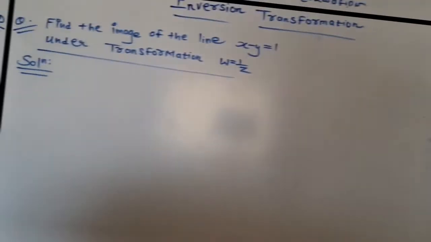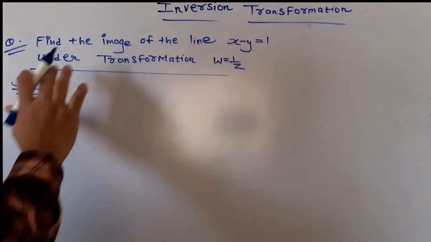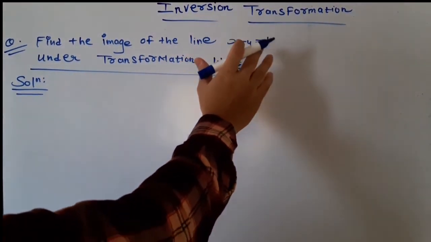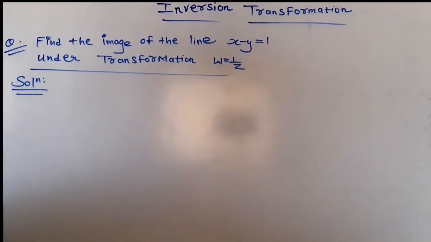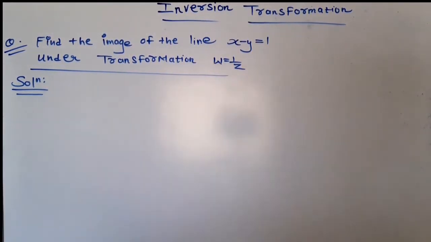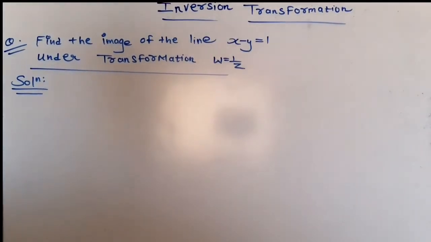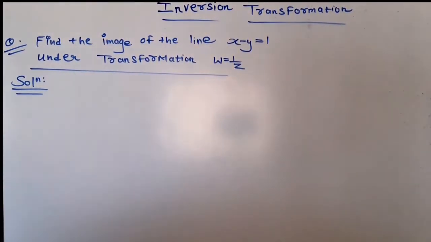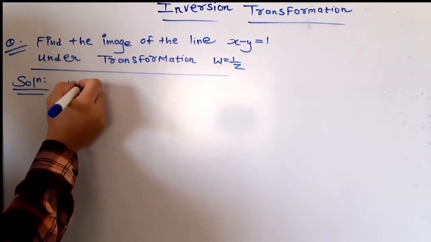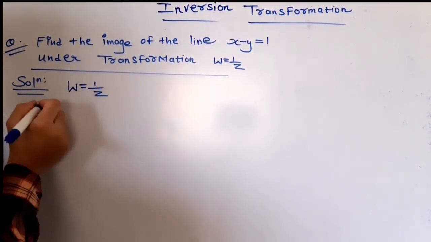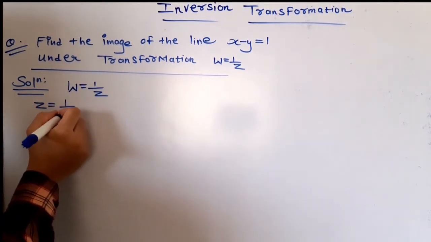Okay. Now we will solve the sum, that is, find the image of the line x minus y equals 1 under the transformation w is equal to 1 upon z, which is the inversion transformation. So here the Cartesian form is given, that is x and y. So we will use the Cartesian equation of the inversion transformation. First we will write w is equal to 1 upon z, taking z on one side, z is equal to 1 upon w.